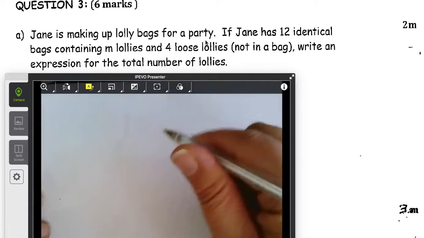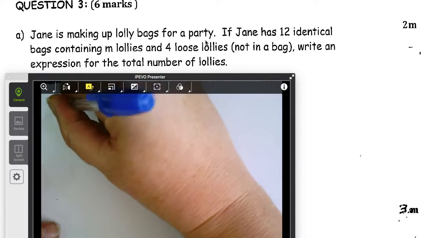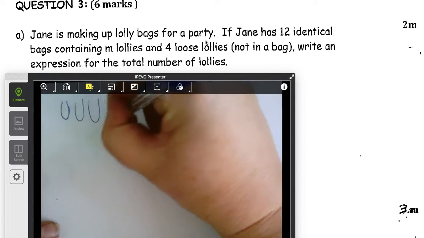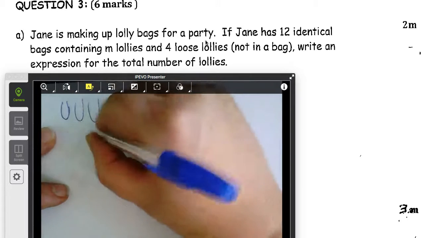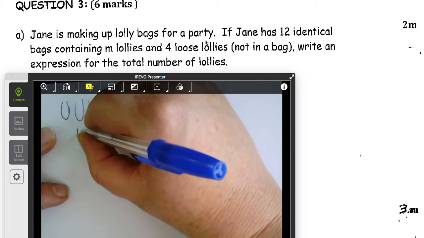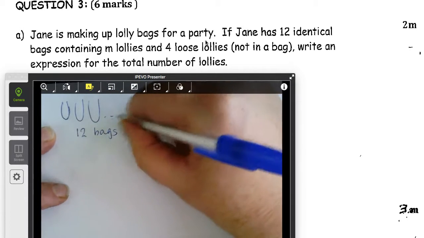So you've got 12 bags. I'm just going to start drawing. I'm not going to draw all the bags, but here's a bag, here's a bag, here's a bag, etc. How many of those bags are there? Girls, Jane has 12 bags. So 12 bags, right? I haven't drawn them in.